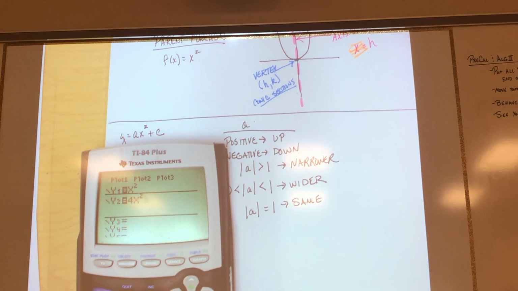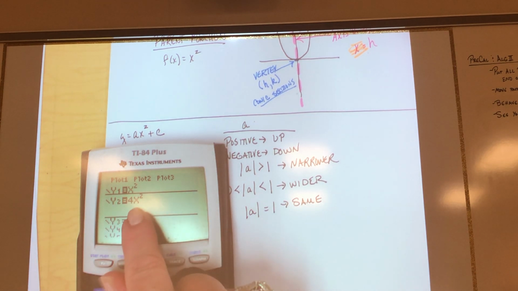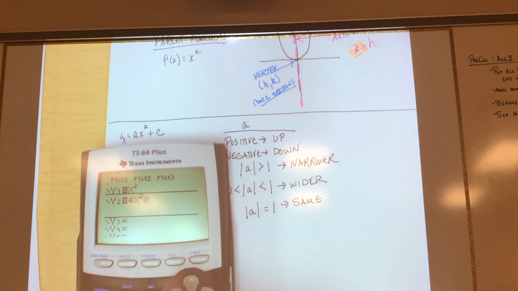4x squared. Now we just got finished saying that this 4 is on the y. Okay. He's outside of the x, because what would you have to do first? Square that x. That's your PEMDAS. Okay? So he's affecting the y. That's a vertical stretch. That's going to make that thing skinnier. Here's what it looks like. Is he skinnier? Yes. Narrower? Yes. Okay?